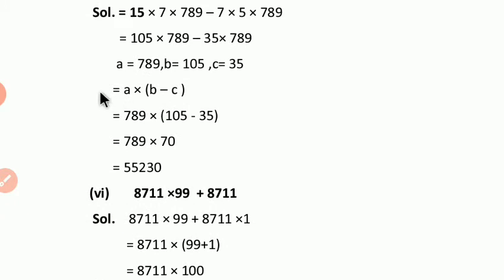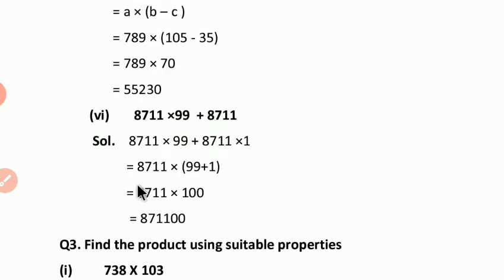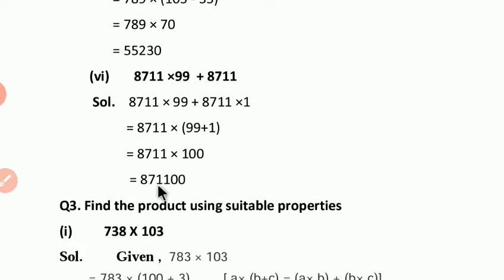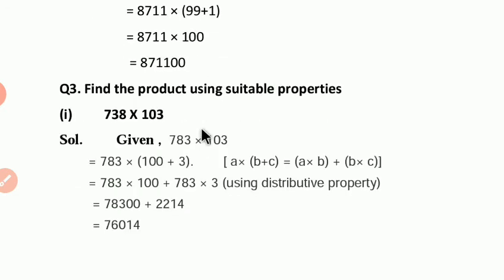And we know that it is equal to A into B plus C. So A is 8,711, B is 99 and C is 1. So which is equal to 8,71,100. I hope you have understood question number 2.